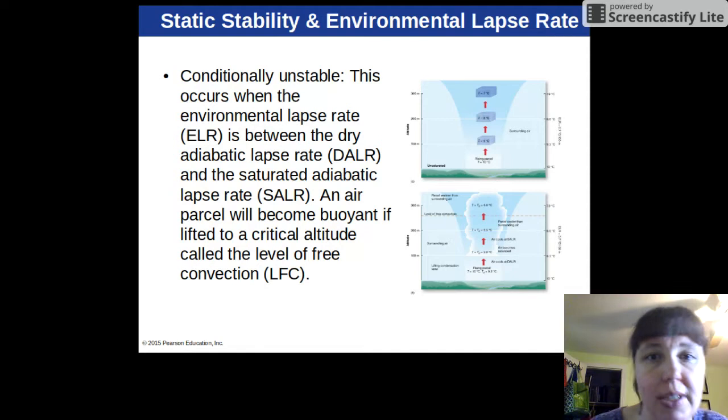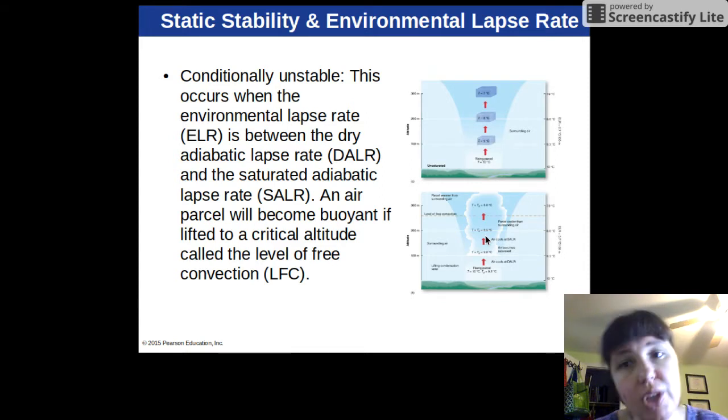My next one is conditional stability. This is where, as I go up in the atmosphere, my environmental lapse rate will change, and therefore part of the atmosphere will be stable and part of the atmosphere will be unstable. So it's like a half and half. Where it's stable versus unstable depends on whether the air parcel itself is warmer than the environmental lapse rate air, or cooler than it. And they drew little examples here with the lines.